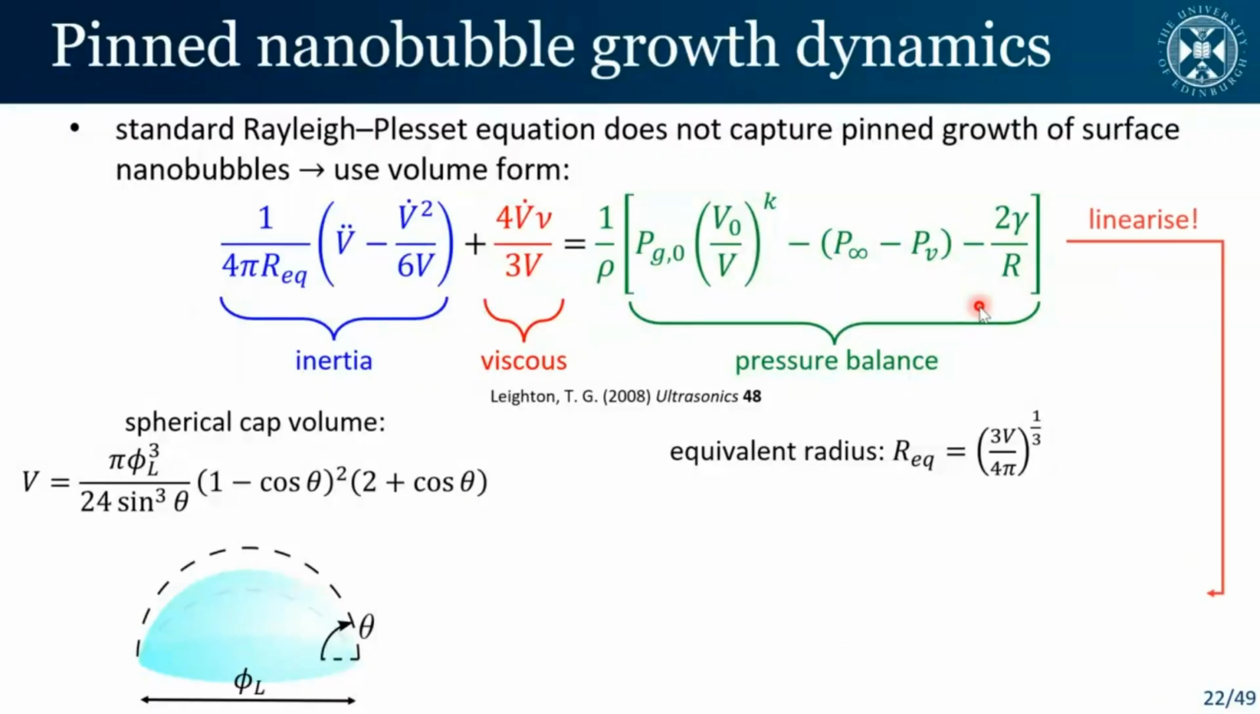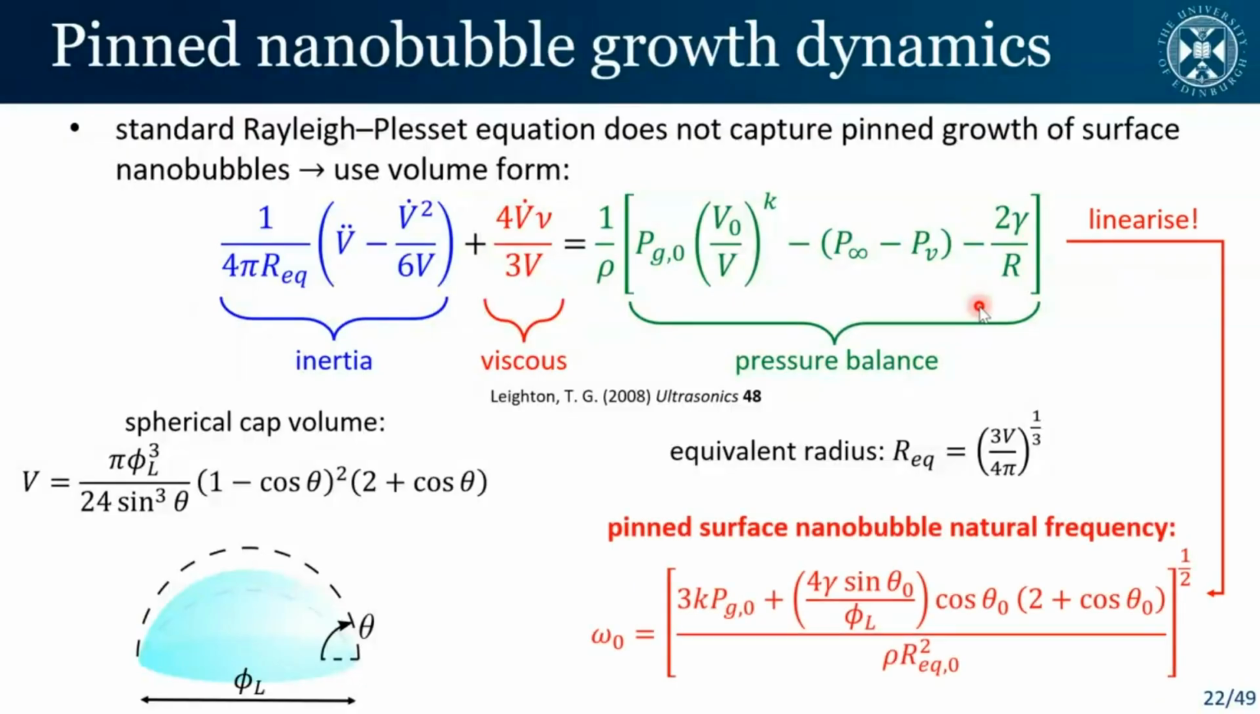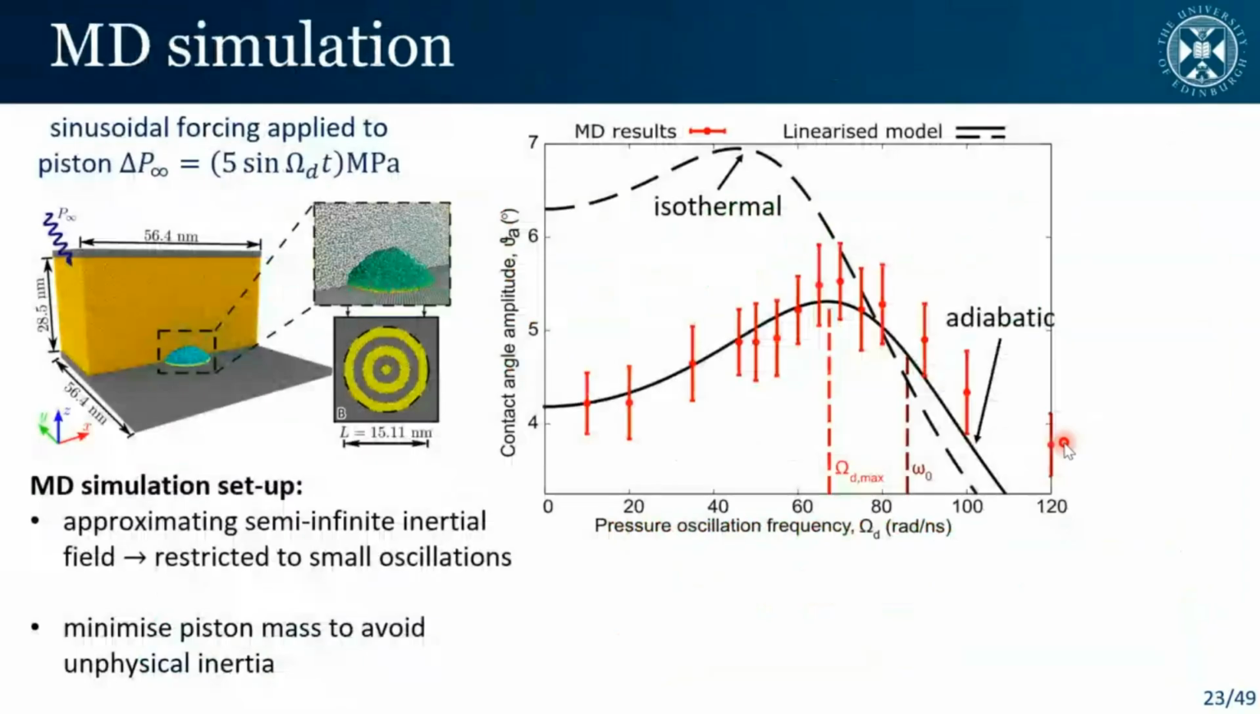And if we linearize this equation now, we can obtain a new natural frequency model for our surface nanobubble, which is, instead of the radius, given by this contact diameter phi, as well as this contact angle of the gas phase. And again, that's the theory, but we can test this with MD.